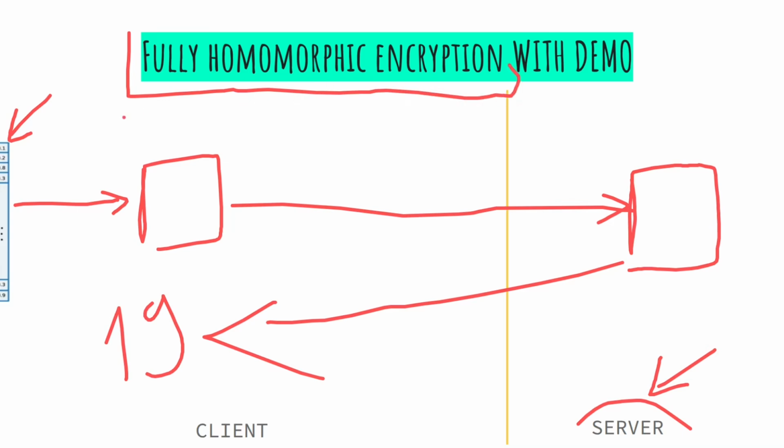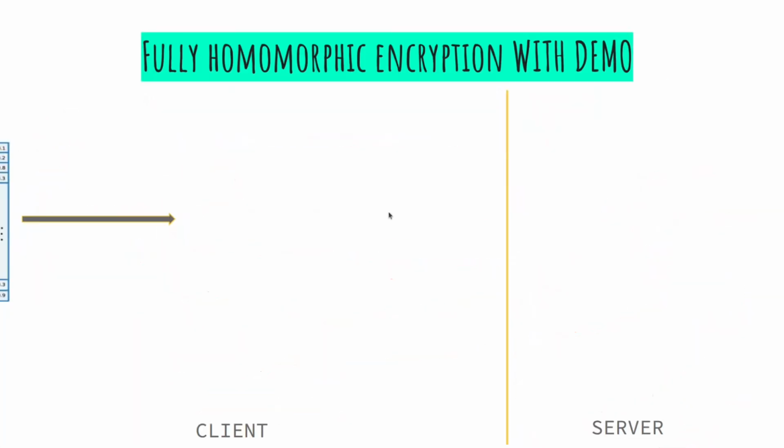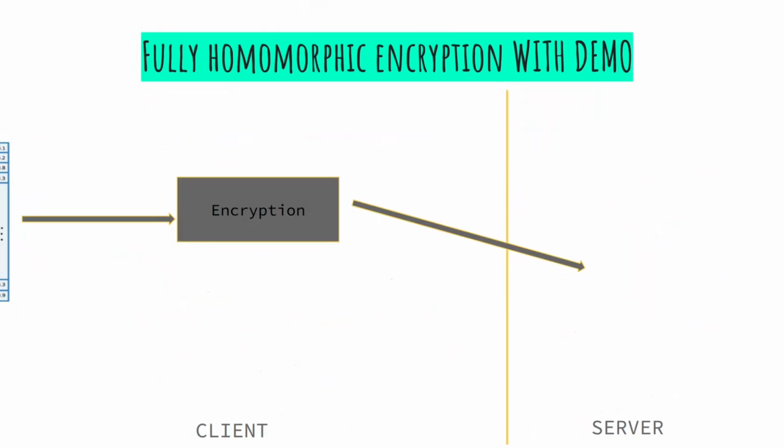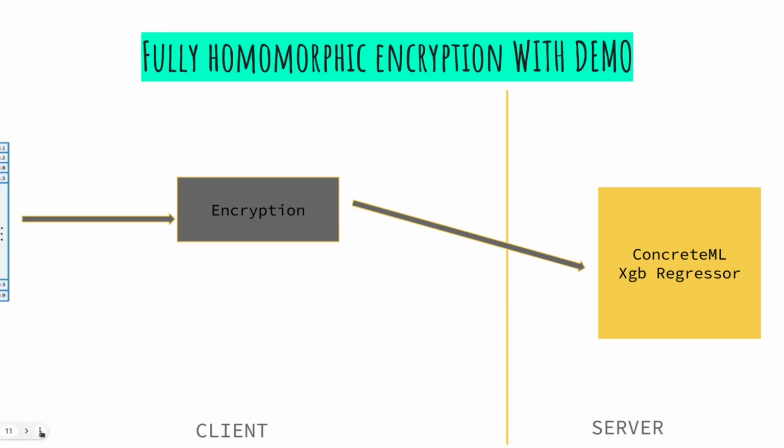So with fully homomorphic encryption, instead of sending this raw data, or this person's data, over to the server for processing or for prediction, what we are going to do is slightly different. We shall start by encrypting this data. Then we'll pass this encrypted data over the network to this FHE-based ConcreteML machine learning model, which is capable of carrying out predictions even on encrypted data. So this time around, we are not sending our raw data. We are instead sending the encrypted version of our data.